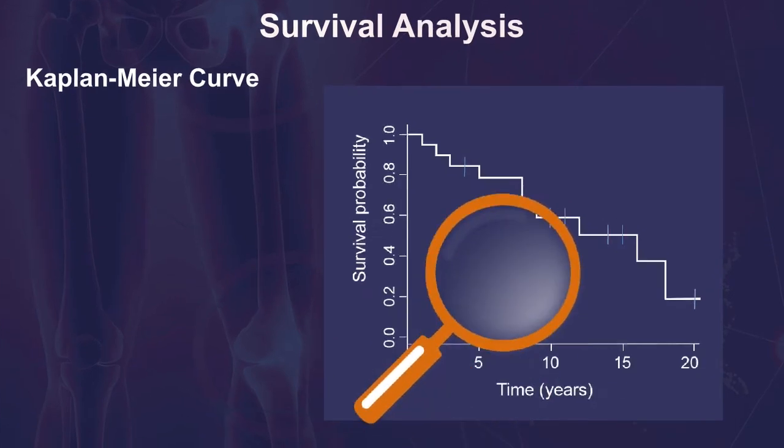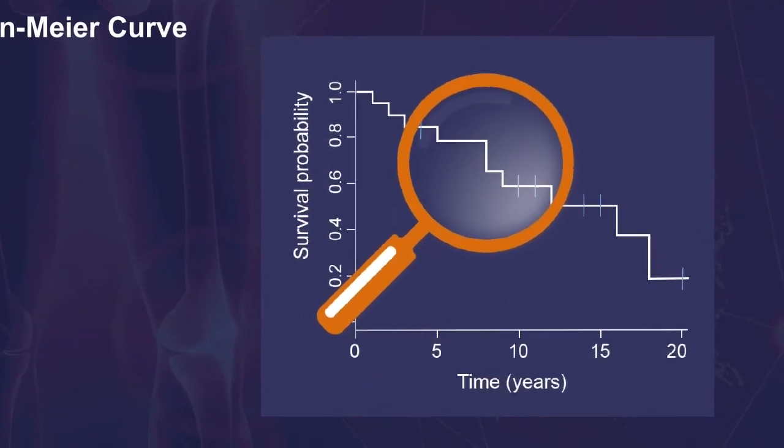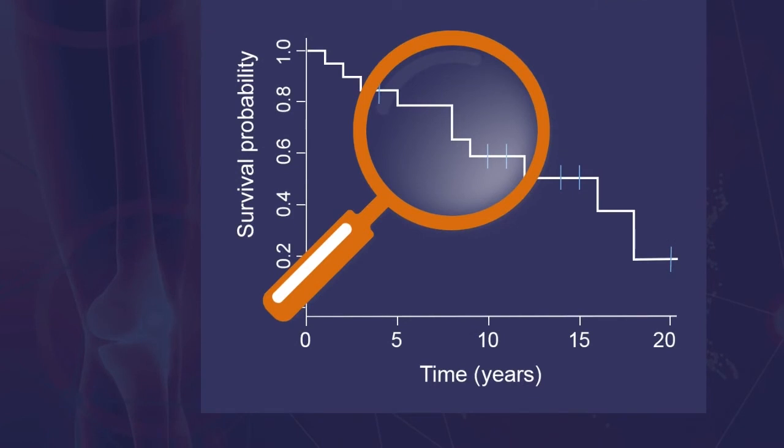A large step could also result from multiple events on the same day, as noted by the bigger step at time 8 where there are 2 events.